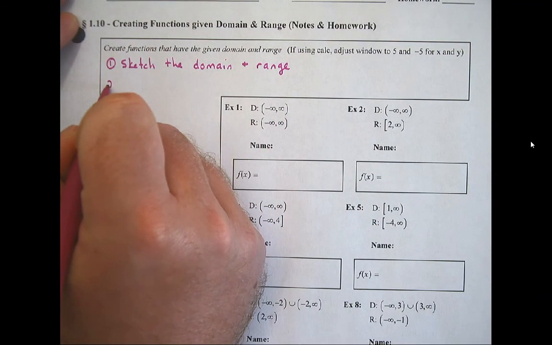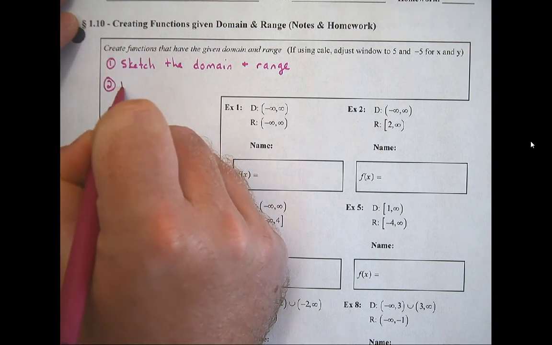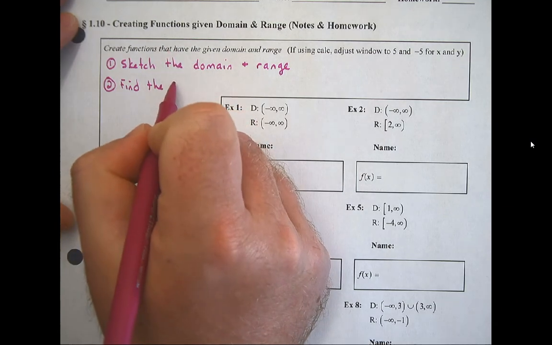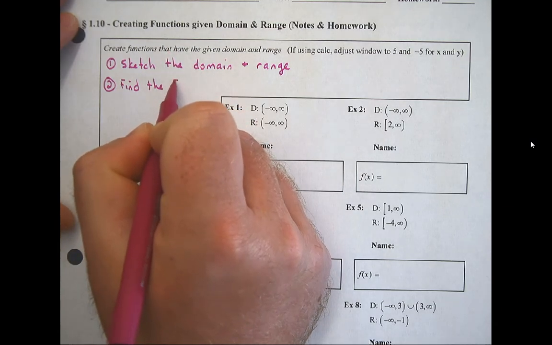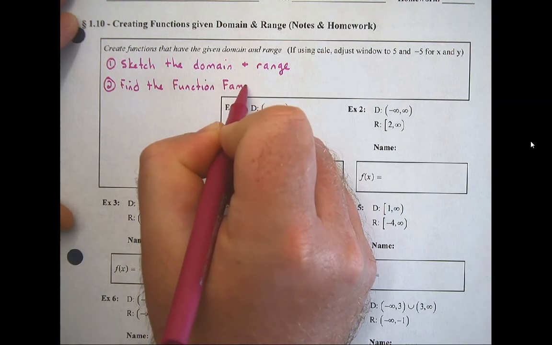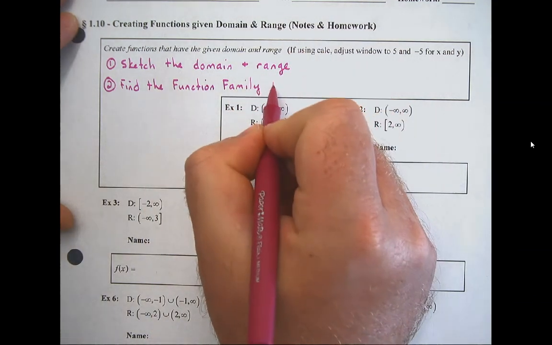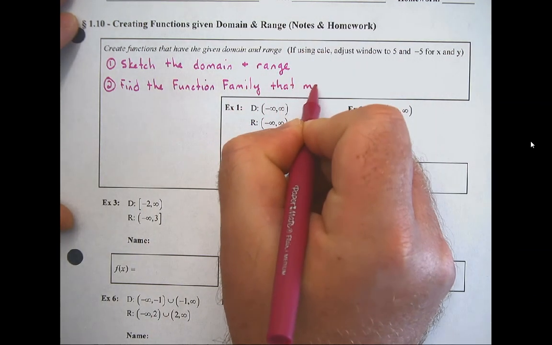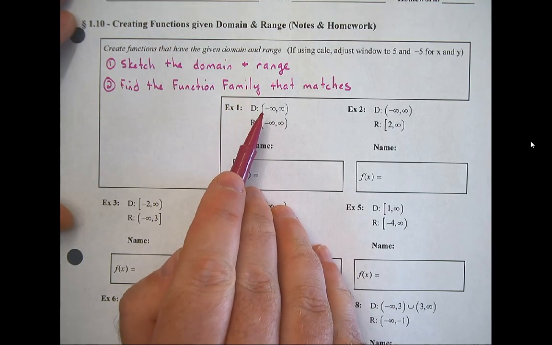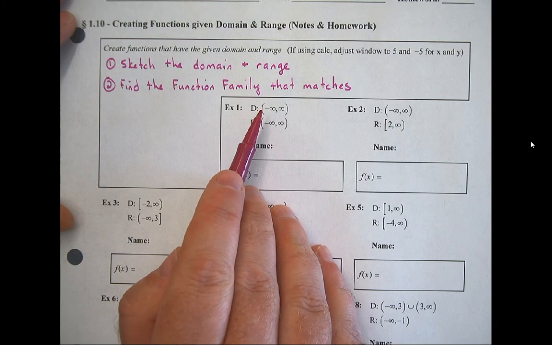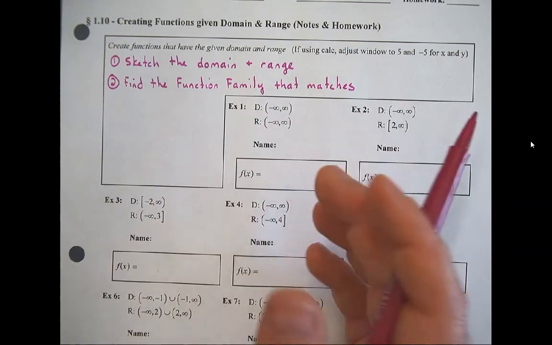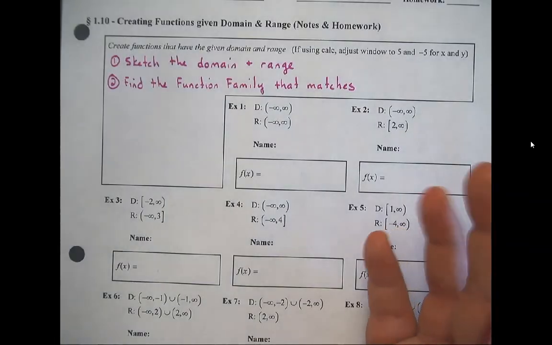Number two, find the function family that matches. And like I said, when we do an example, this will make more sense. But if you have a graph whose domain is all the way left and all the way right, I'm going to try to find one of these graphs that also goes all the way left and all the way right. It's going to narrow down my function families.